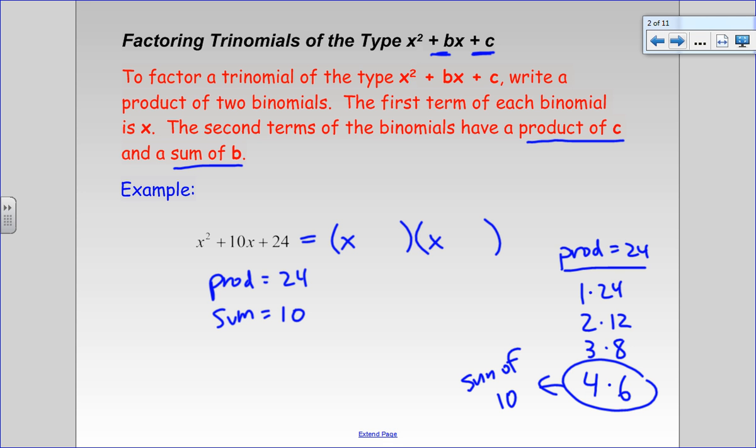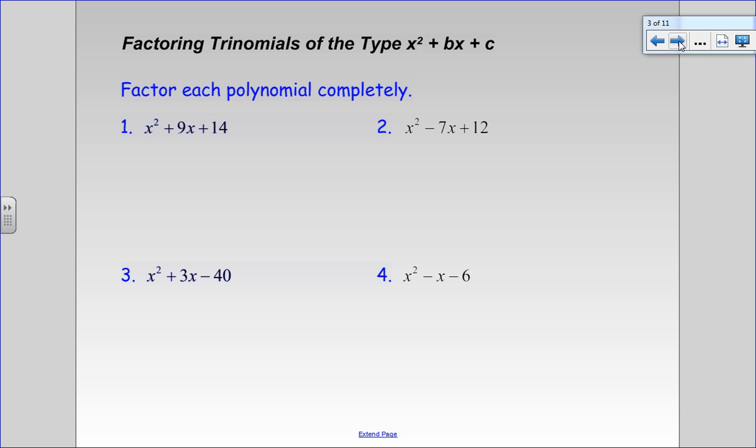And so we can finish our factoring process by filling those in as the constants of our binomials. So we've factored the trinomial x squared plus 10x plus 24 into the product of the quantity x plus 4 times the quantity x plus 6. Let's go through some other examples a little bit more quickly, and then I want to look at some patterns that we can see from these examples.